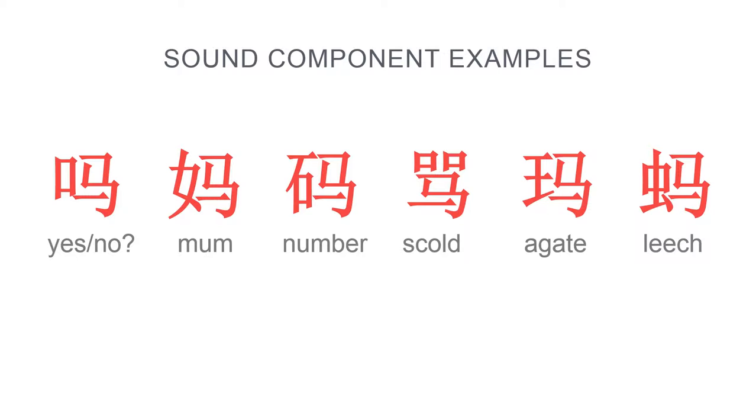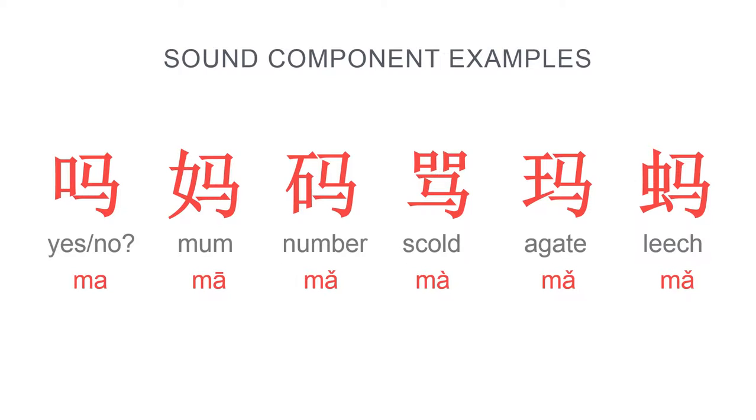Okay, so we have first ma, which is the yes-no particle. Then we have ma, which is mother. Then we have ma, number, ma, scold, ma, agate, and again ma, leech. In each of these characters, notice that the component ma, horse, is present. In these characters, ma, horse, is telling us how to pronounce the character. It's acting as a sound component.